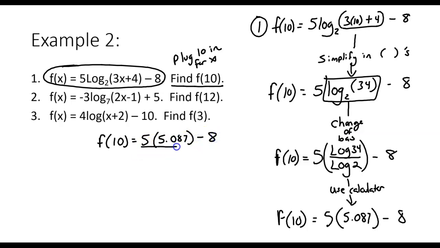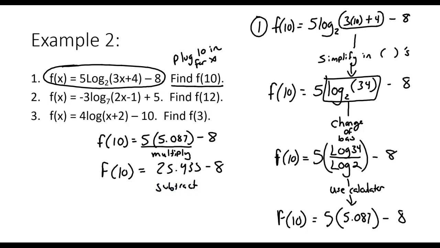Okay, so next thing we're going to multiply this stuff here together. So let's do that. On your calculator, you can just push times 5 after you have your answer there. So 5.087 times 5. Getting 25.435. So that's multiply, right? And then finally subtract.